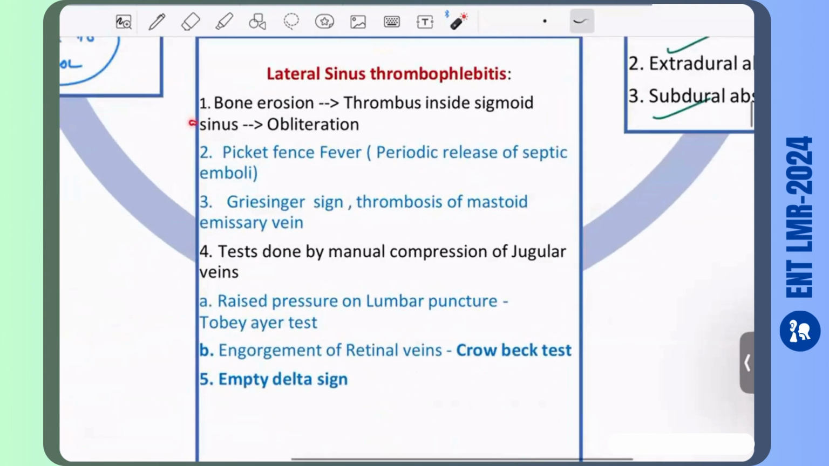There will be bone erosion that will cause thrombus inside the sigmoid sinus, that will cause obliteration. The patient will have picket fence fever, and the Griesinger sign positive. There will be a few tests done to find out the pressure increase happening in the jugular vein. The tests are the Tobey-Ayer test and Queckenstedt test. Very, very important, they may ask this question. And if you take a contrast enhanced CT, you will see an empty delta sign.